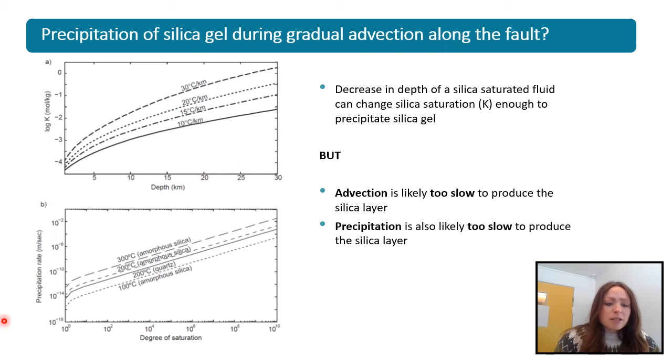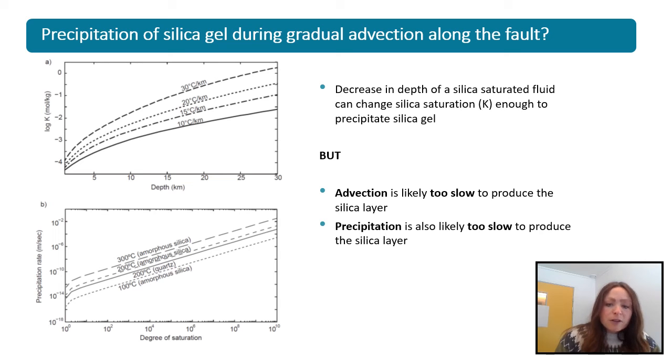And so the diagram down here shows that situation where we have a precipitation rate in meters per second against the degree of saturation of the fluid. And if the degree of saturation is around 10, which is reasonable, then the rate of growth of quartz at 200 degrees Celsius is only several tens of microns per year. And so that's also still too slow if we're talking about fast processes here. And so advection alone is not a viable method to precipitate the silica layer considering the thickness it has today.